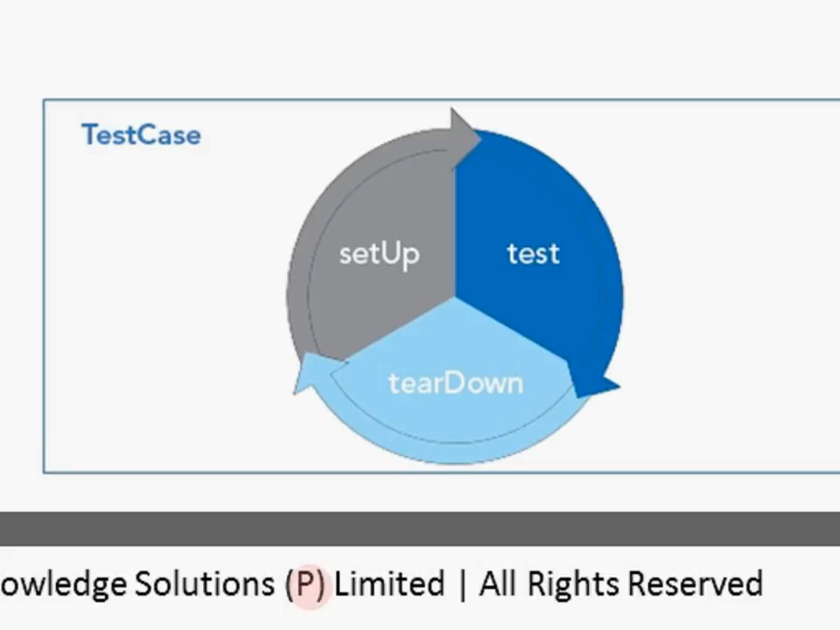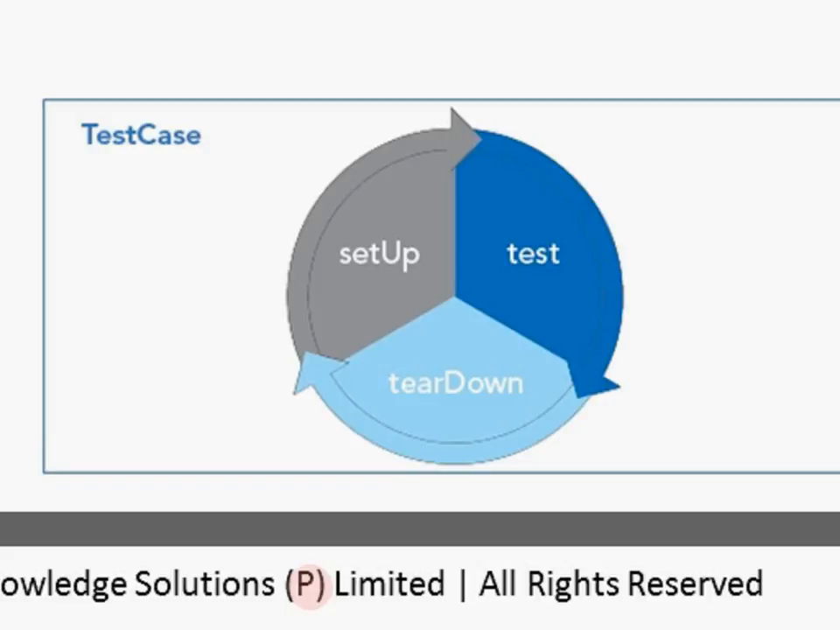Next we have test. Test is nothing but your test methods where you write your code for running all the methods written in your Java class. For each and every method in the Java class, you write a test method in your test case class. So test is also a life cycle method which gets invoked by JUnit after setup.